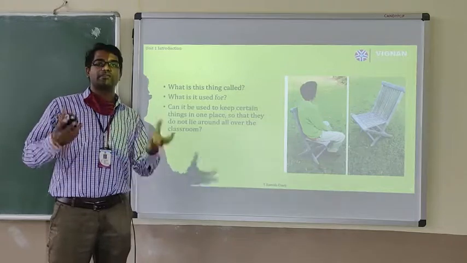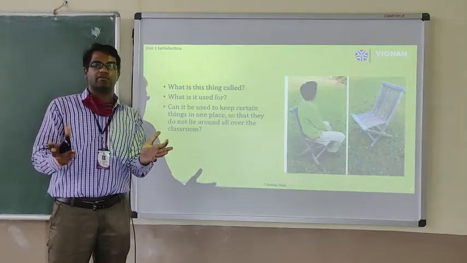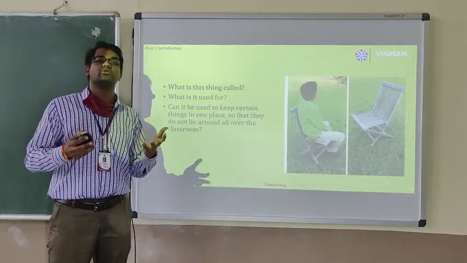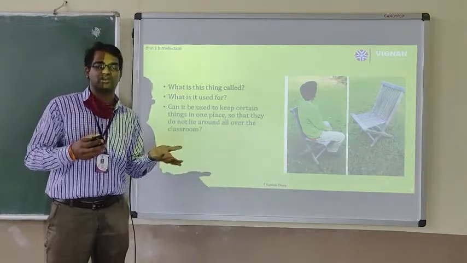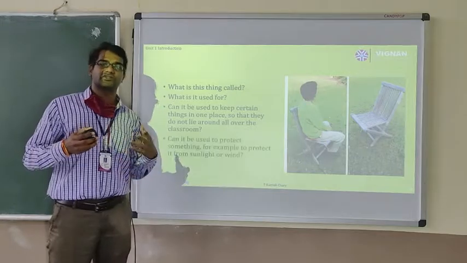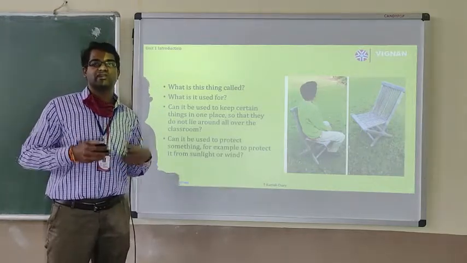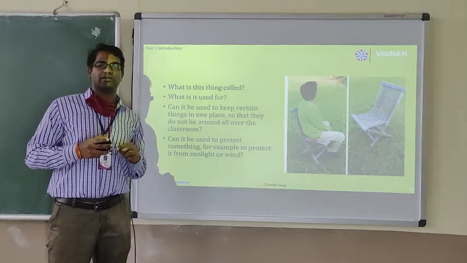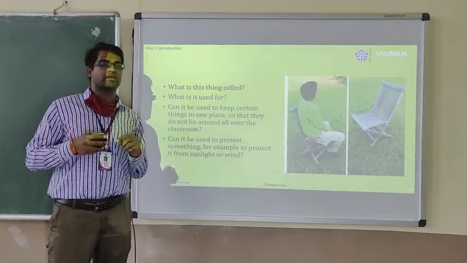If you want to place a few things in a single place so that they do not lie around, we use tables, right? So a table is a structure. Here the structure is the chair. Now this third one can be used to protect something, for example to protect you from sunlight. Can we use a chair to protect us from sunlight? No, we cannot.